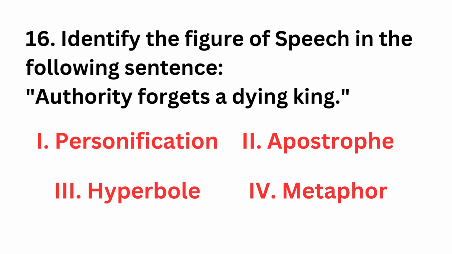Let me tell you, personification and apostrophe, in both we talk about inanimate things, objects, or ideas, but in apostrophe there is a direct address. But in personification, we are simply showing that inanimate things or ideas are also having lives, right? So here authority forgets. Can authority forget? No, but the word authority stands for a person who is having authority, right? So here authority forgets a dying king. Here authority is used as if it is having life. So here the used figure of speech is personification.